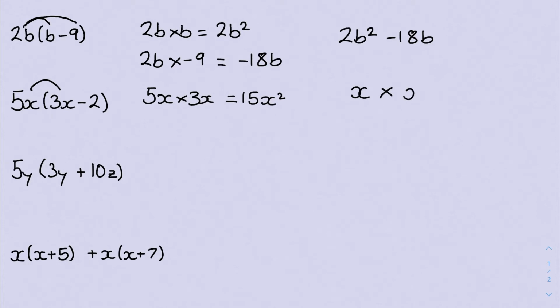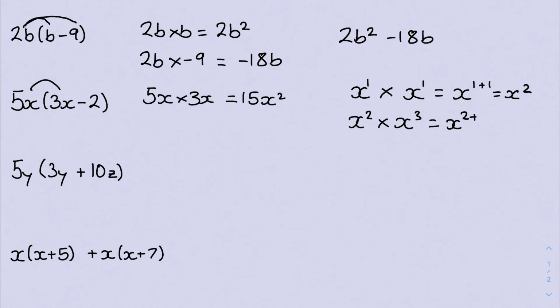So if we think about an x times an x, a single x will have just power 1. Okay, so when we multiply these together, we will have x to the power of 1 plus 1, which is then x to the power of 2. Okay, same sort of thing. Let's say if we had x to the power of 2 multiplied by x to the power of 3, we would then have x to the power of 2 plus 3, which would then be x to the power of 5. Okay, so this sometimes comes up, it's just making sure you're aware of that rule.